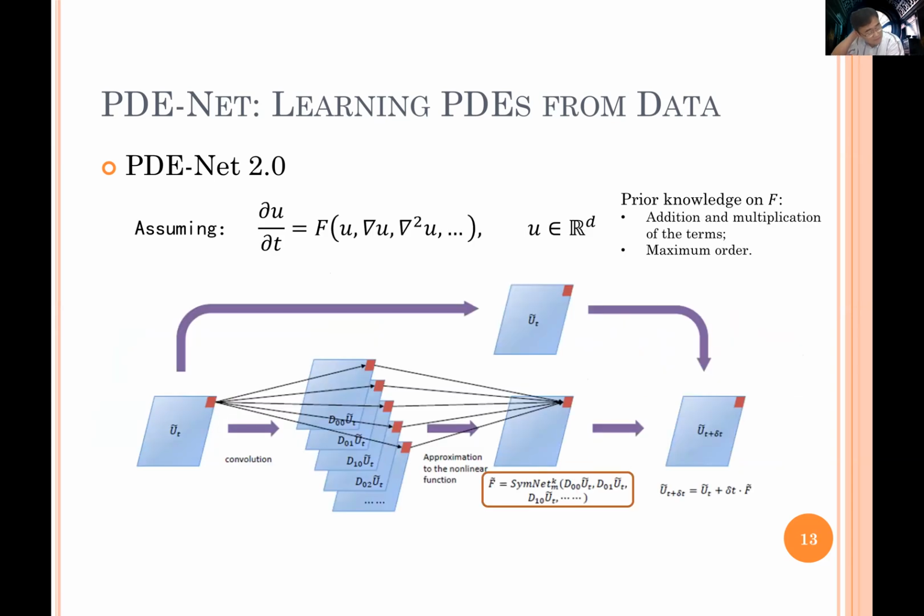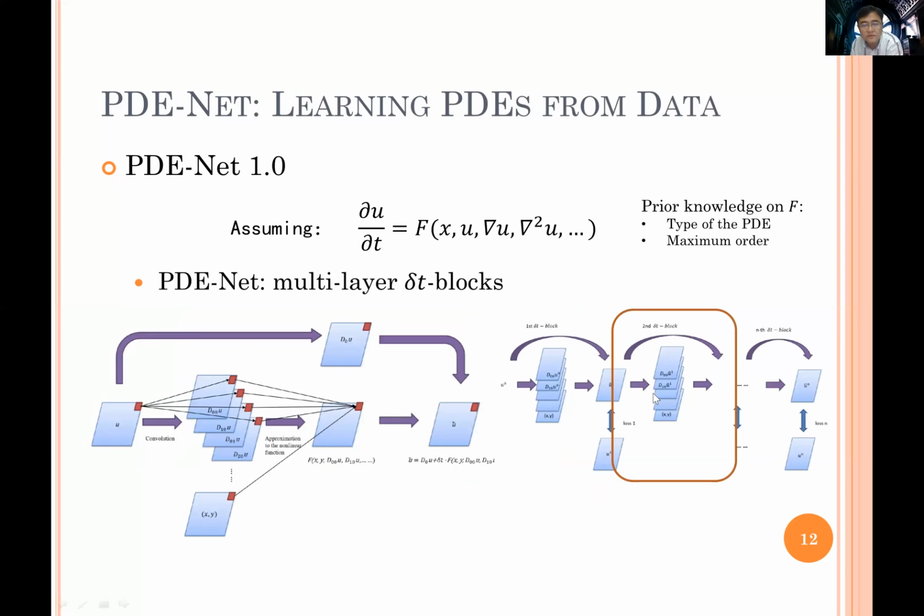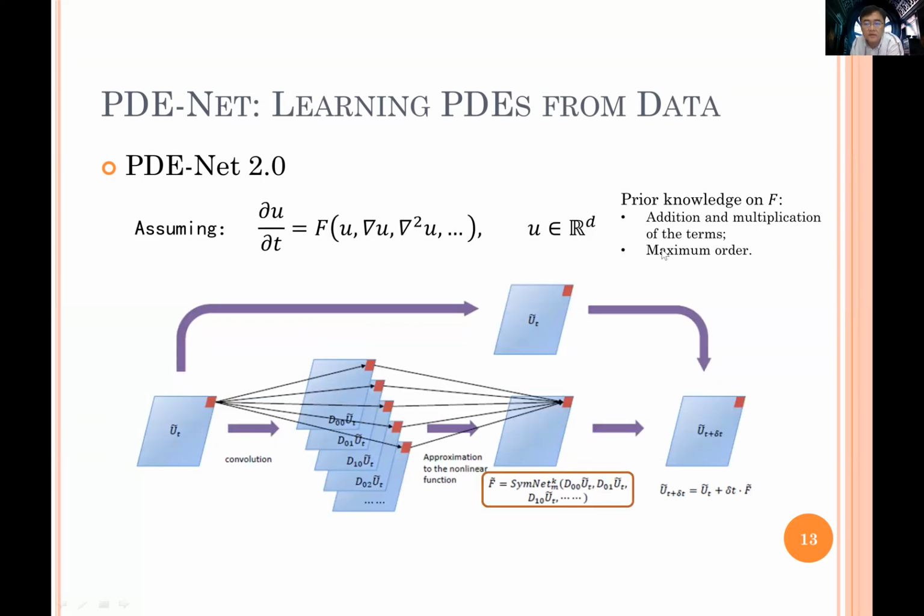Okay, and later we did another version of it that weakens the assumptions on knowing the type of f, but we still have some assumptions. We do not need to assume that f is, for example, convection or diffusion, but f has to be composed of u and its partial derivatives, either by addition or multiplication, or you can throw in division as well. In our version, we call this a symbolic network that expresses this f. This is the update that we did versus the first version. And also we need to assume the maximum order.